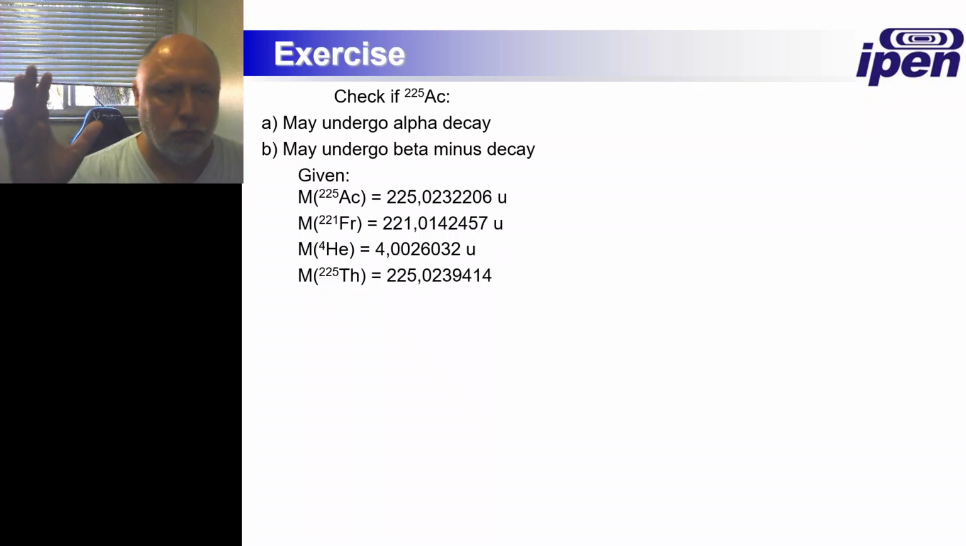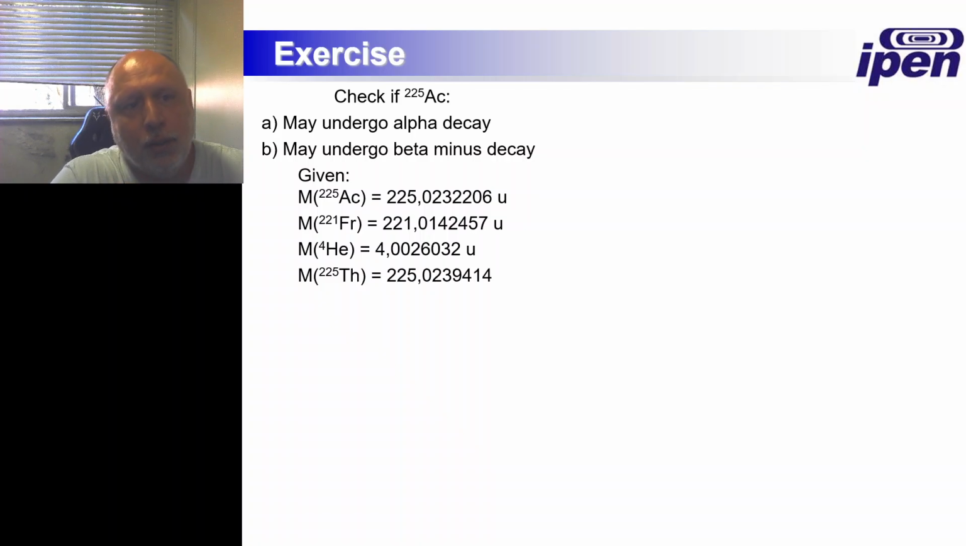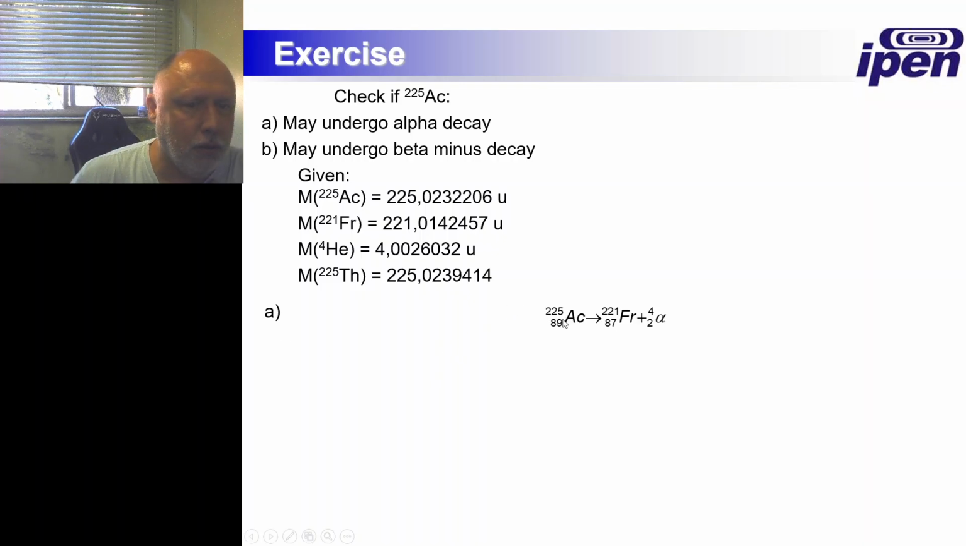Now, just to check if everything's okay, let's see if actinium-225 can undergo alpha or beta minus decay. I have here the masses. So first, talking alpha decay, let's see, 225, it will lose 4 in mass, so it goes to 221, and it has to lose 2 protons, so it goes to 87. This is francium-221 plus an alpha, right?